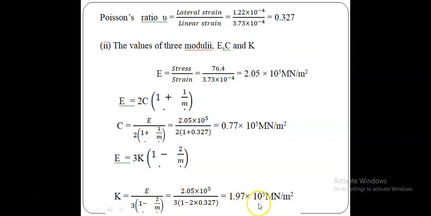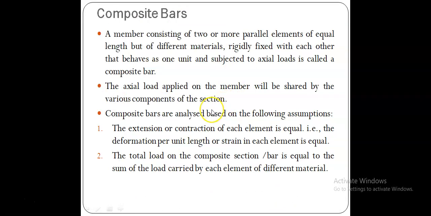K is equal to 1.97 into 10 power 5 meganewton per meter square. Yes. So next let us see the composite bars.